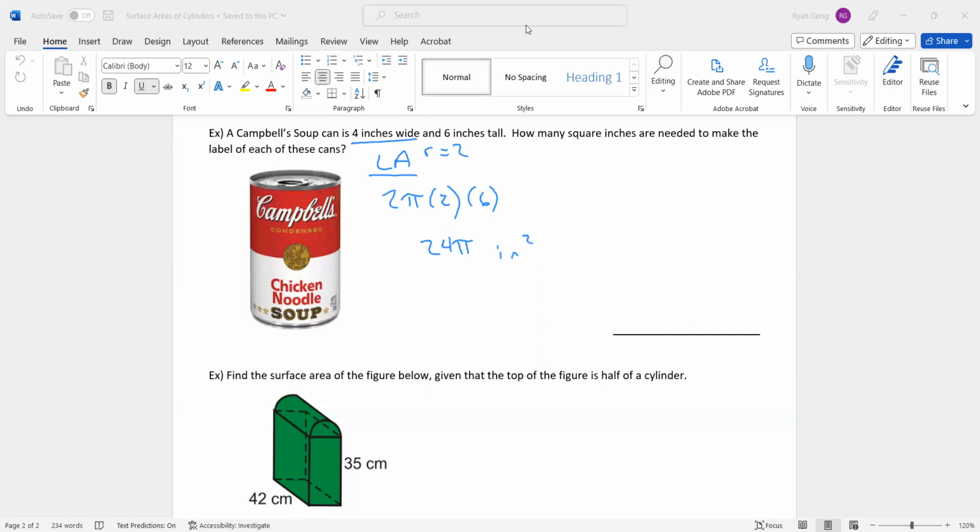It didn't say what to round it to. Let's go to the nearest tenth. So I'm just going to type 24 pi and get 75.4 square inches of paper. Not too bad if you understand what a can looks like and know the vocab.